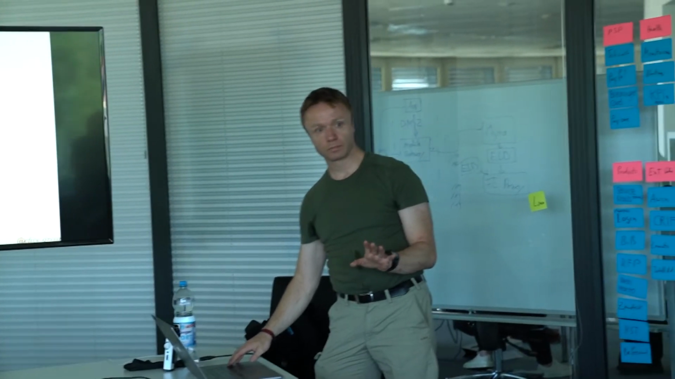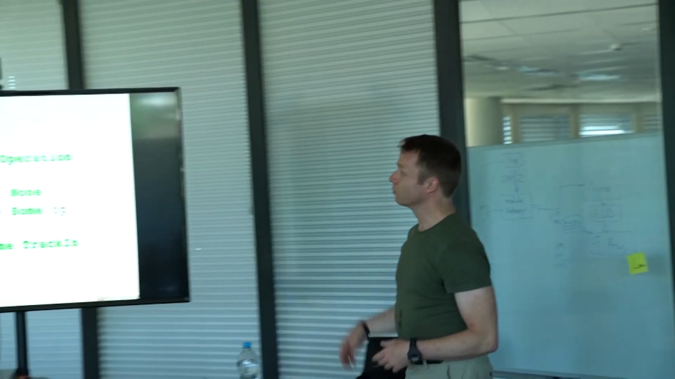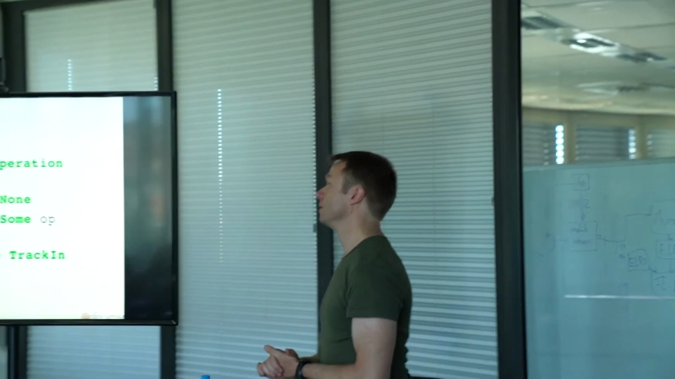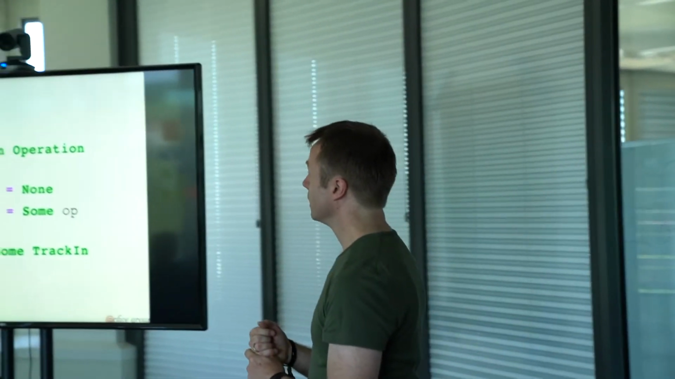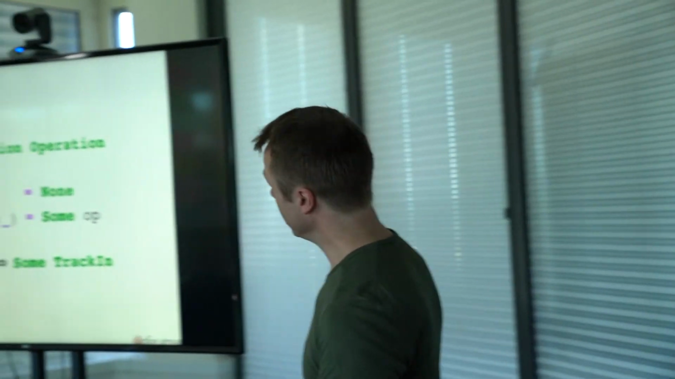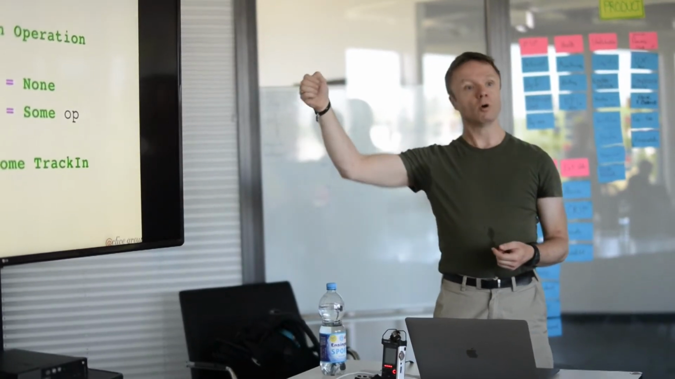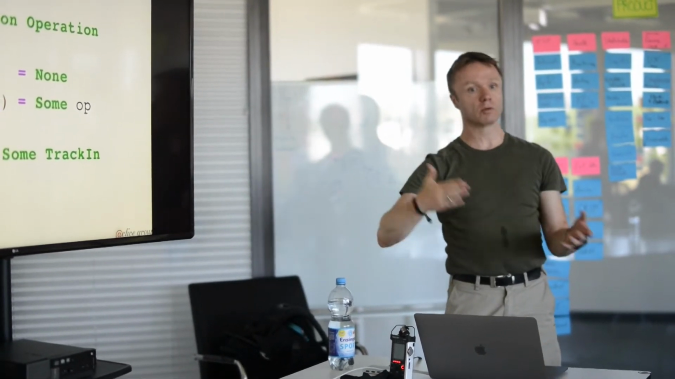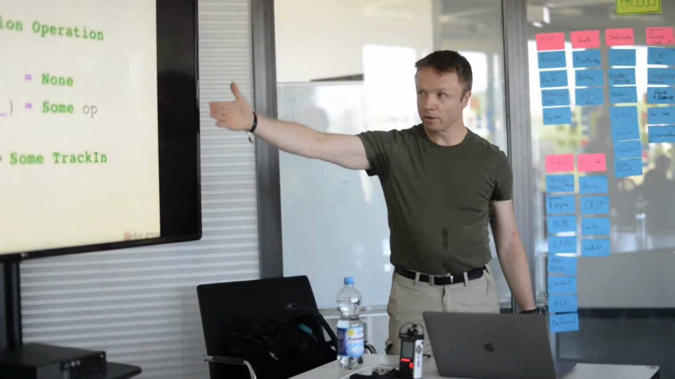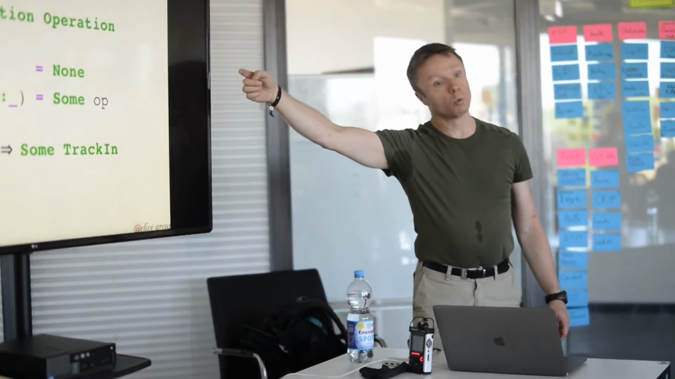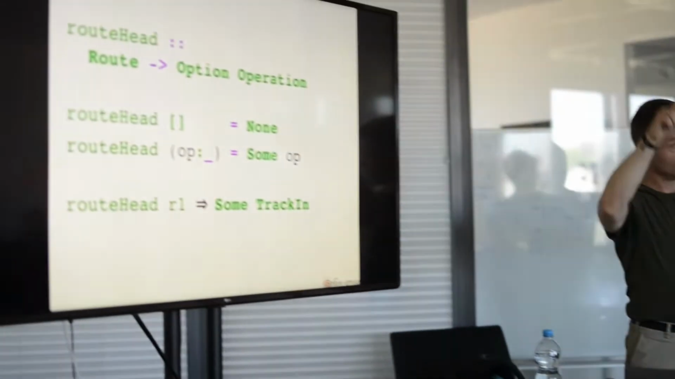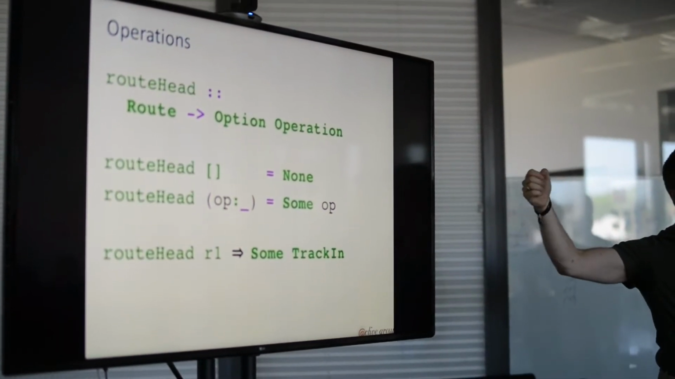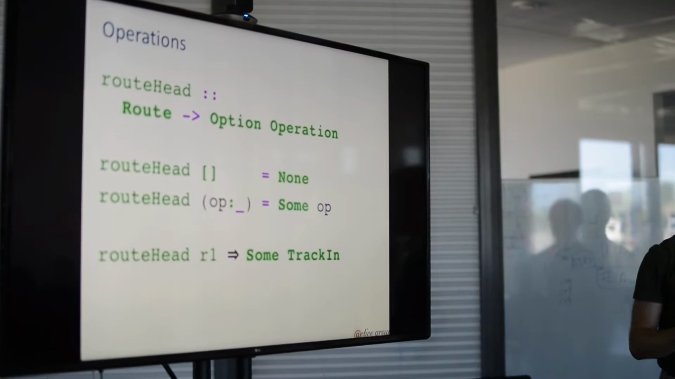Okay, makes sense? Okay. So now we can revise, just driven by the way the programming is shaping up, our definition of routehead. Before that we had route to operation, and now we say route to option of operation. So there might be an operation or there might not be one. And again, there are two equations, and now we know what we can write down in the first case when we have these brackets, which is we can write None. There's not an operation. In the other one we say there's some operation that comes out, and that's good.